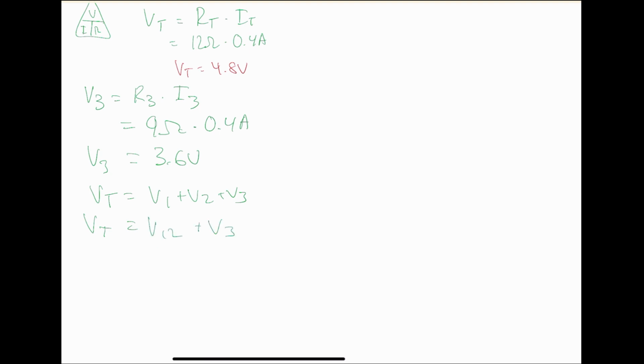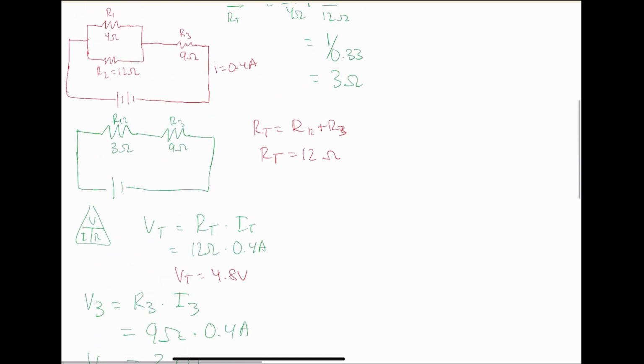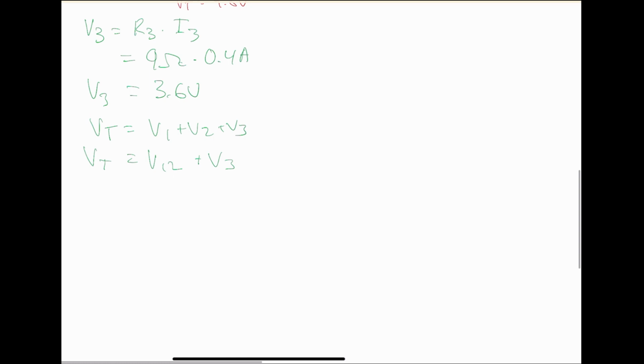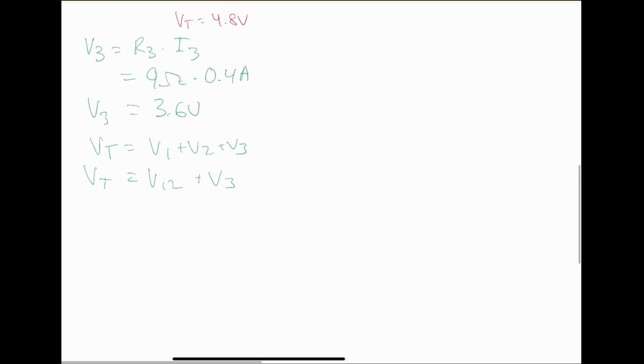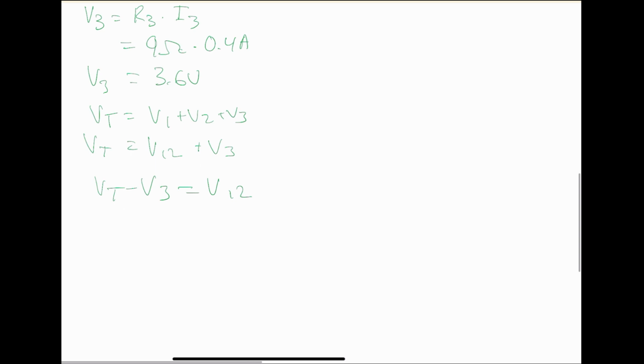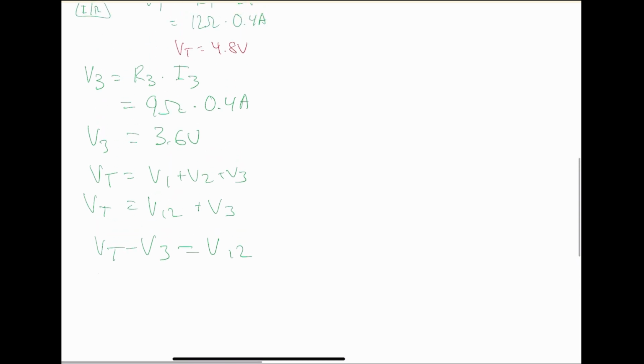But we do know that it's constant, right? Because it's parallel in this case. So voltage is constant between the two. So we find the voltage for those two values. We just do VT minus V3 is equal to V12, 4.8 volts minus 3.6.